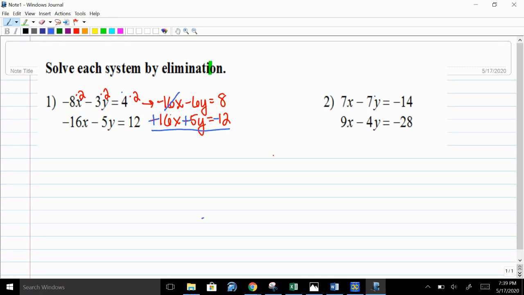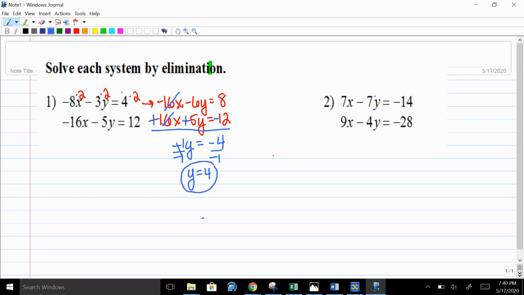The 16s go away. Negative 6y plus 5y is negative 1y is equal to 8 take away 12. 8 minus 12 is negative 4. If you divide both sides by negative 1, you get y is equal to positive 4. So the second half of my problem is done.